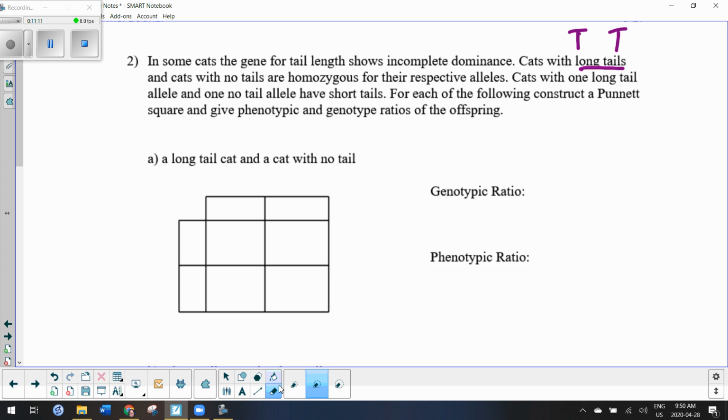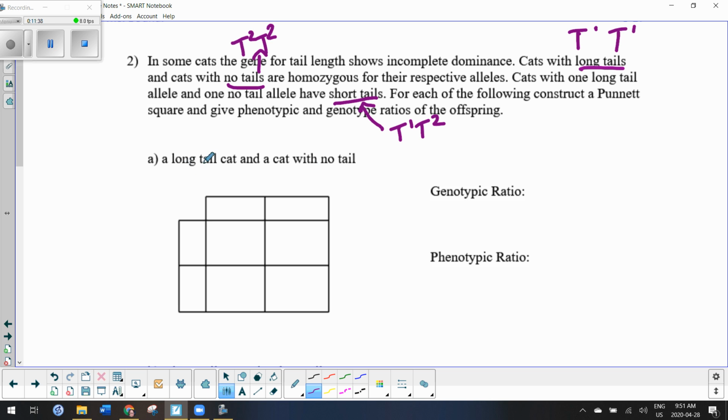So I'm going to change it to T1 to represent long tails. Cats with no tails are represented by T2, so that's the second trait. And then one long tail allele and one no tail allele would be one of each, so T1, T2.